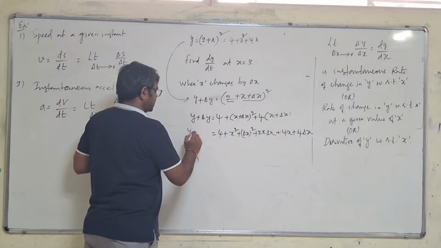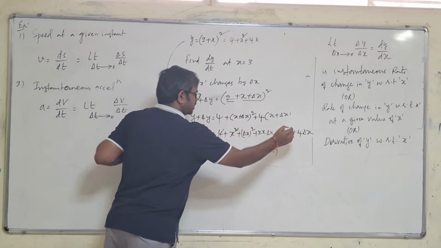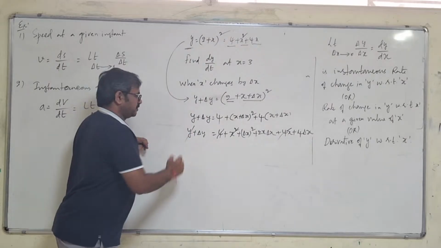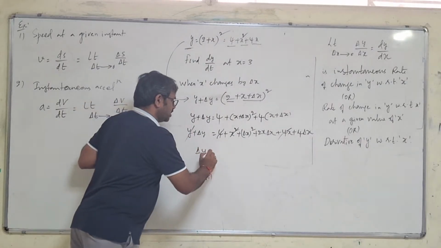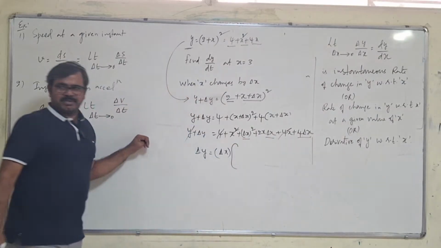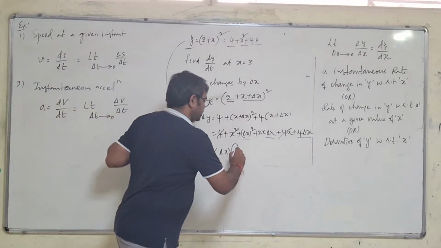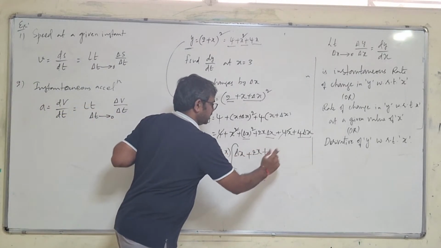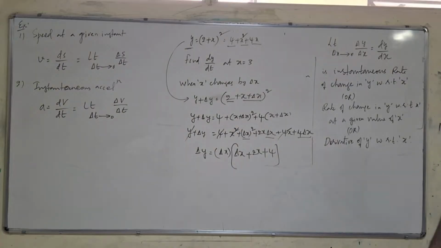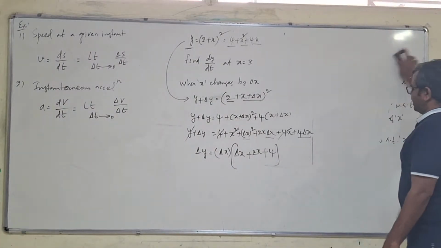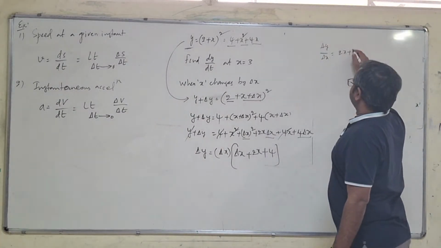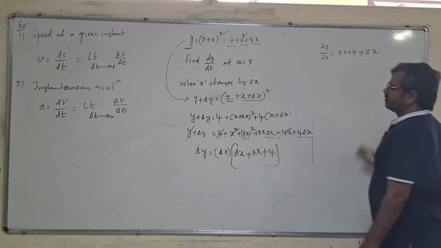Look, 4 plus x square plus 4x is equal to what? y. Get cancelled. So what do you get? Delta y equal to delta x. I'll take delta x common in these three terms. What do you have? Tell me. Delta x plus 2x plus 4. So delta y by delta x equal to, what are we getting? Delta y by delta x is equal to 2x plus 4 plus delta x.